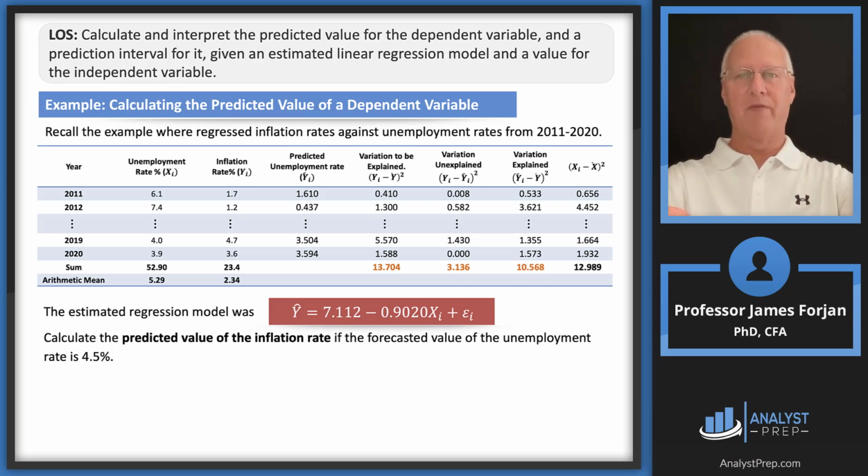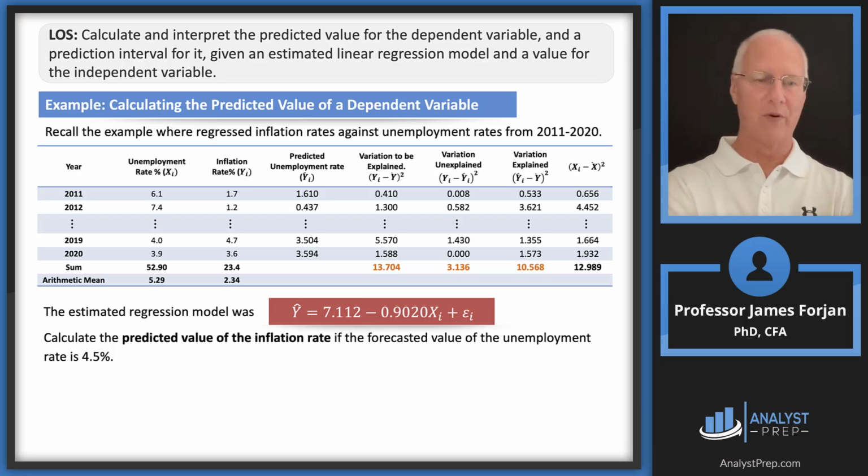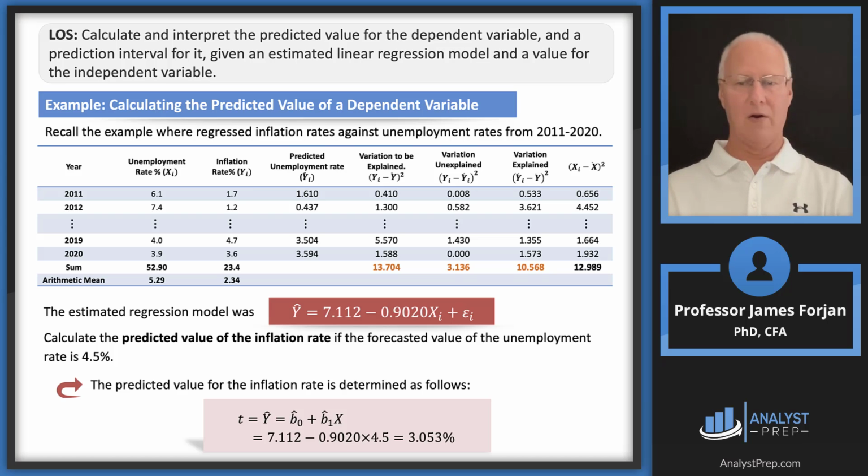So here's our big old table from part 1. Unemployment rates, inflation rates. There in the red box is our estimated regression model. So let's go ahead and ask ourselves the super easy question. Let's suppose that we believe that the unemployment rate is going to be 4.5%. All we're going to do is take that 4.5% and throw it into the model. There we go.